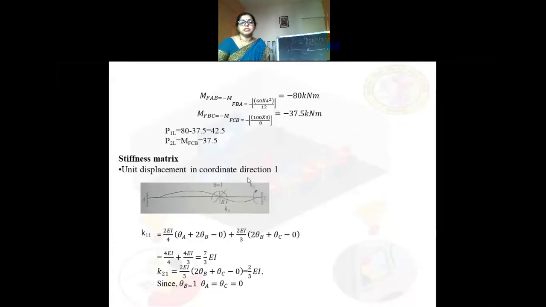So unit displacement in coordinate direction 1. Hope you can see this. Here support A is fixed, support C is also fixed, but now at support B that restraint is removed and you have applied a unit displacement of rotation, 1 radian of rotation. It is allowing a rotation. Let that rotation be 1. Okay, so now what is happening here due to this rotation? It is connected to member BA and BC, right? So what is happening there, we need to calculate. We are interested only at the points where there is a coordinate. Okay, so what is this K11?